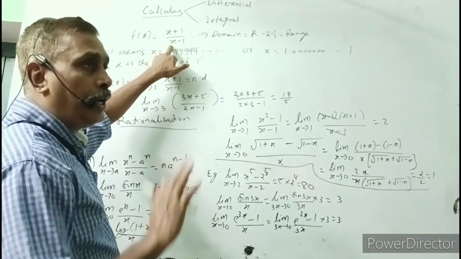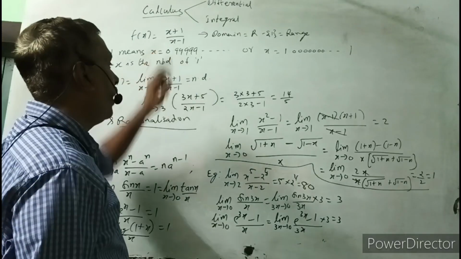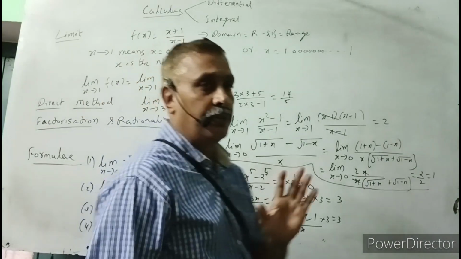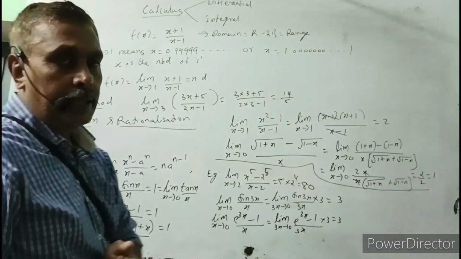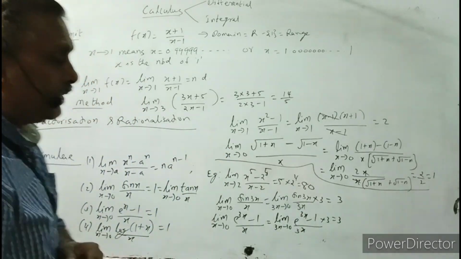Then what happens if I am using x as a number very near to 1? x is equal to 1 is not defined, but when I am keeping a value of x which is very near to 1, what is happening or how to evaluate? That is called a limit.